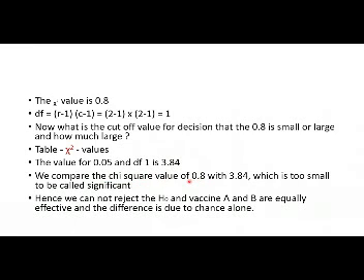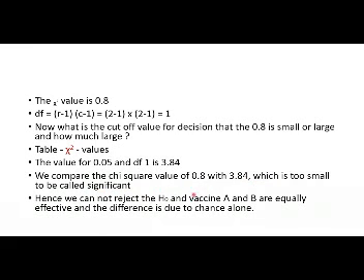We compare the chi-square value of 0.8 with 3.84, which is too small to be called significant. For significance, we must cross this. I am repeating, this is our test statistic, and 3.84 is the critical value. So we must cross this critical value so that our statistic is significant and we can reject the null hypothesis.